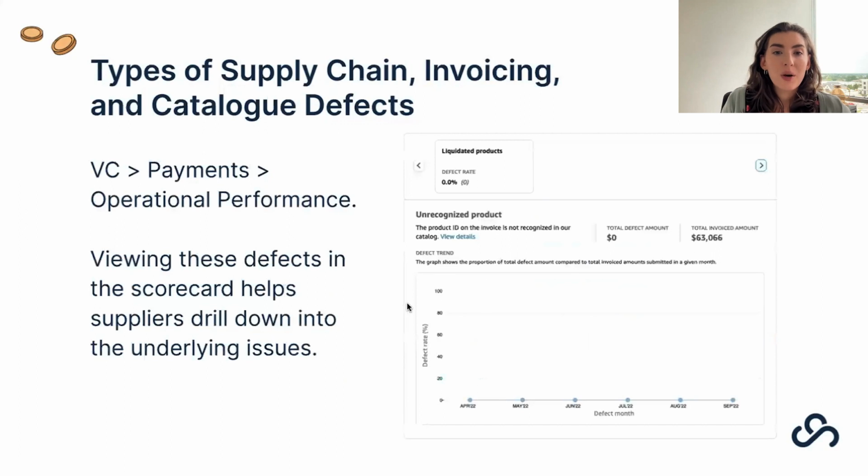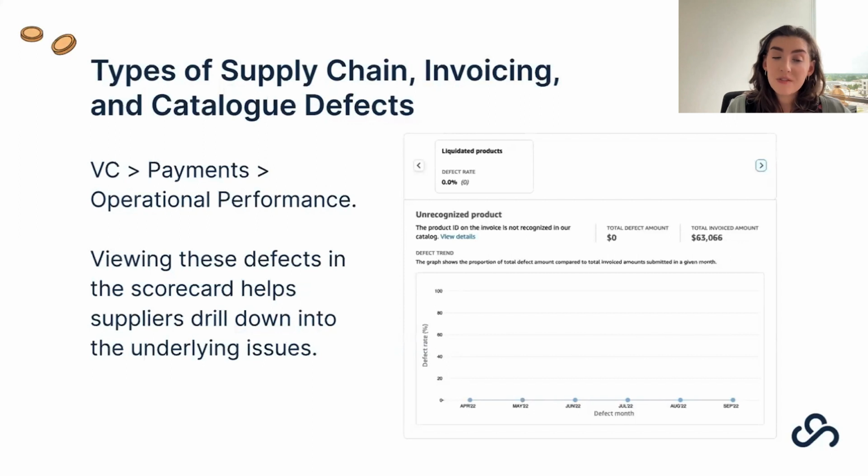All right. So in terms of the types of supply chain invoicing catalog defects, I listed a lot. I believe there's even more. And this is kind of a place where I wouldn't be surprised if Amazon added more, just to parse out the different areas that can be included in this.